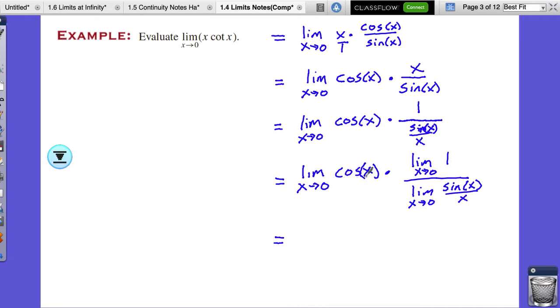The cosine of 0 is just going to be 1. The limit of 1 is also just 1. And the limit of sine of x over x, according to what we know, is also 1. So we did all that work and that manipulation, and we got the answer of 1.